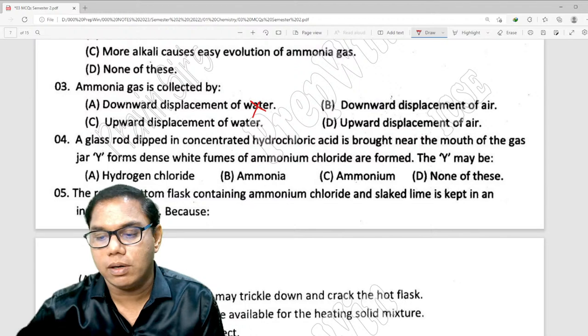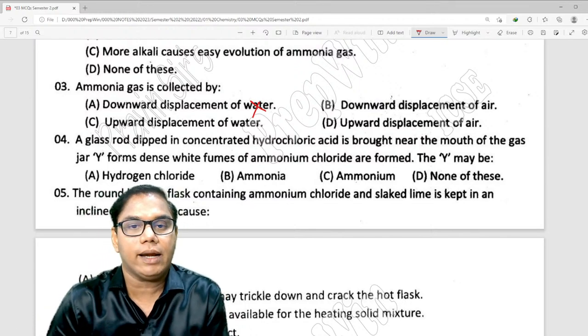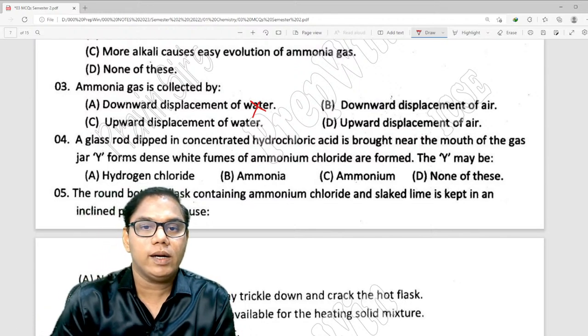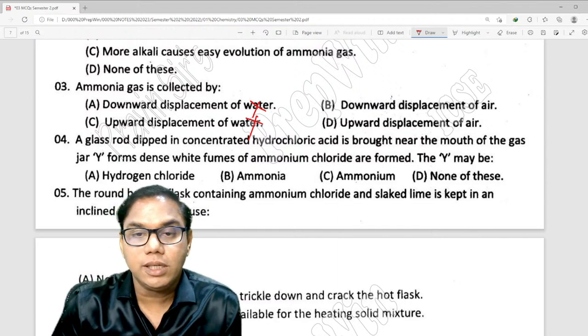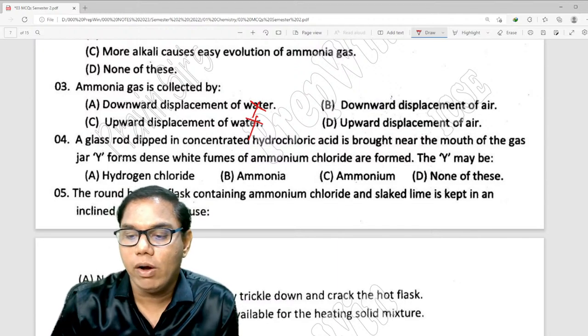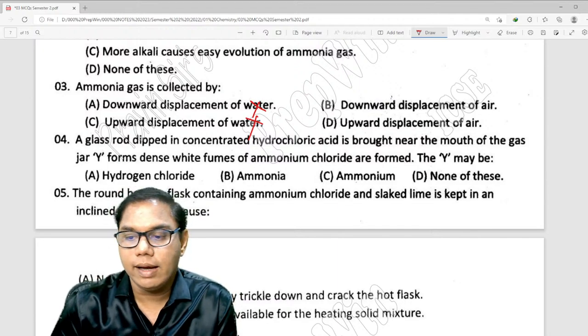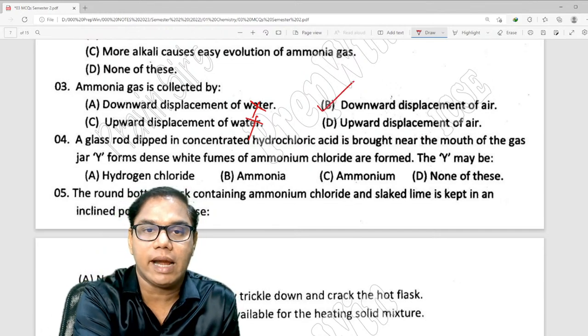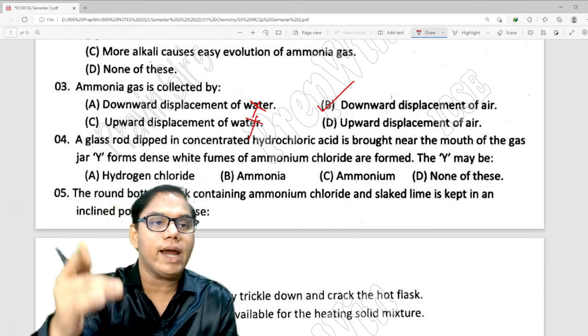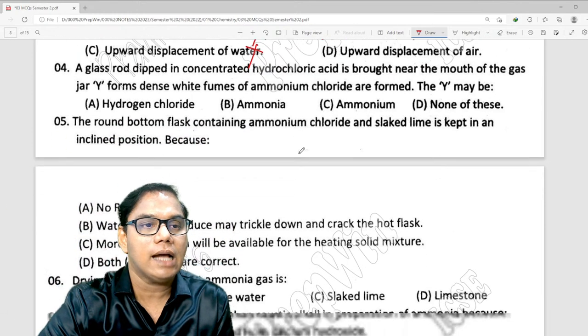What remains is downward displacement of air and upward displacement of water. The water options are ruled out. So, is it B or is it D? Third one, is it B or is it D? Yes, my champions are ready for the examination. The correct answer is B.